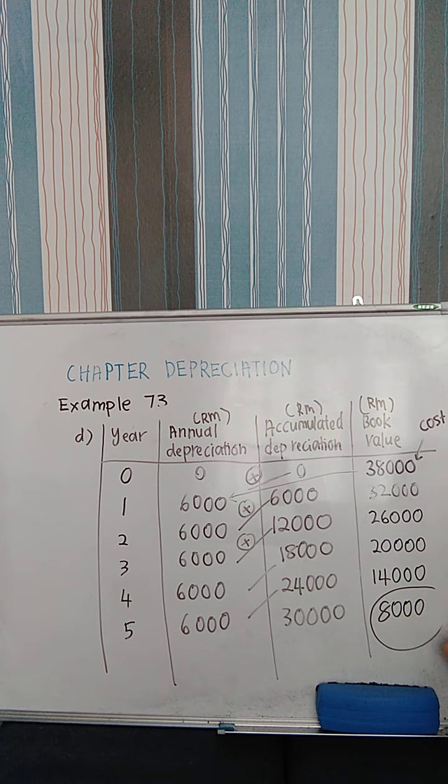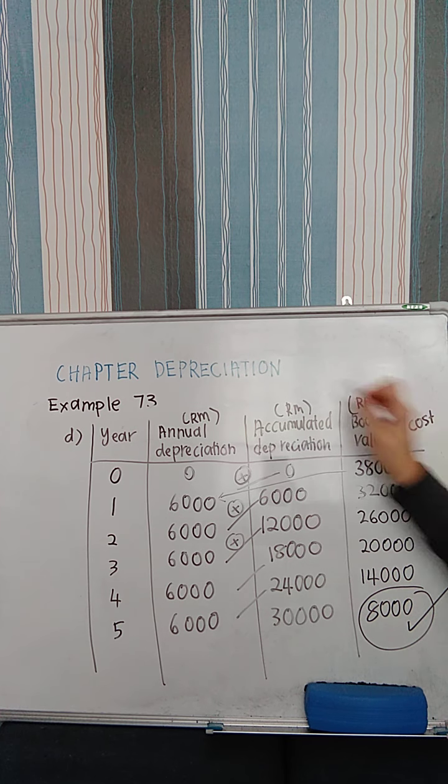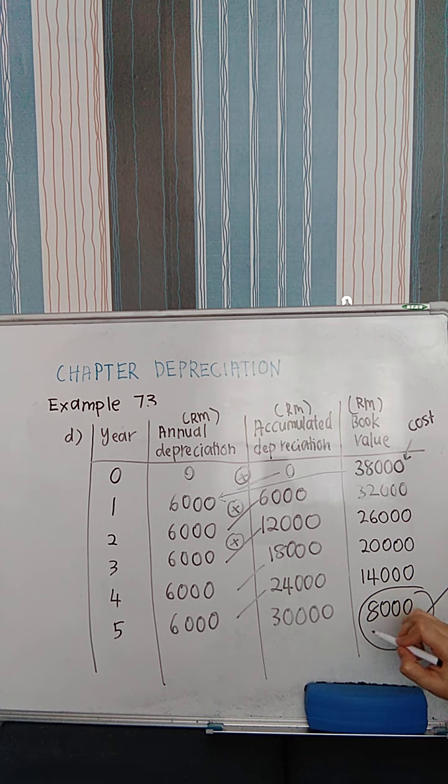To check your answer is correct, you refer to the salvage value given in the question. Refer to the salvage value at the end of 5 years, the value is 8,000. So this one is correct, so your schedule here is correct. Okay, so that finishes example 73.